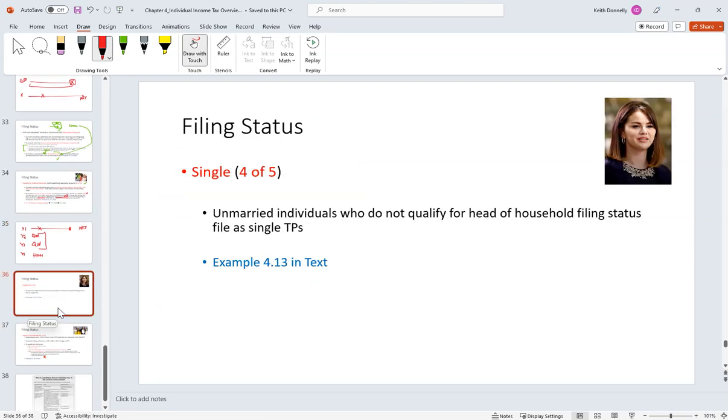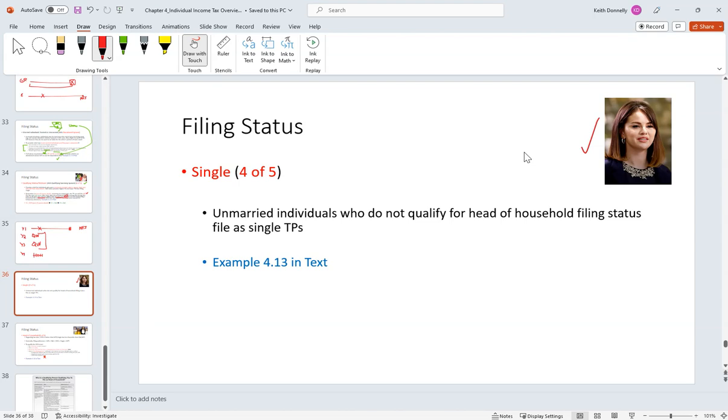Okay, next filing status is single. We got Selena Gomez over here. I think she sings a song about being single. And if you're single, that's fine. It's not that big of a deal. I was single for a long time in my life. It's okay if you're single. I think it's important somebody tells you that. It's not like the movies where everybody's perfect and happy and you have to be in a relationship. It's okay if you're single.